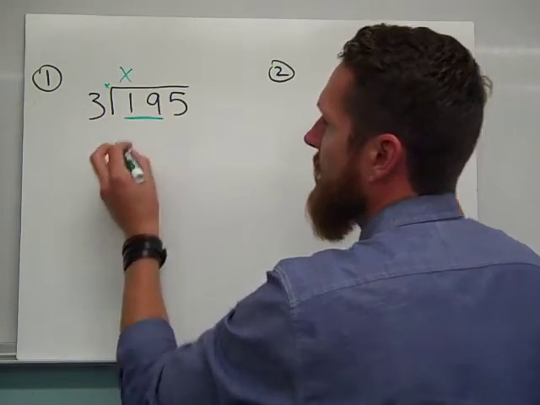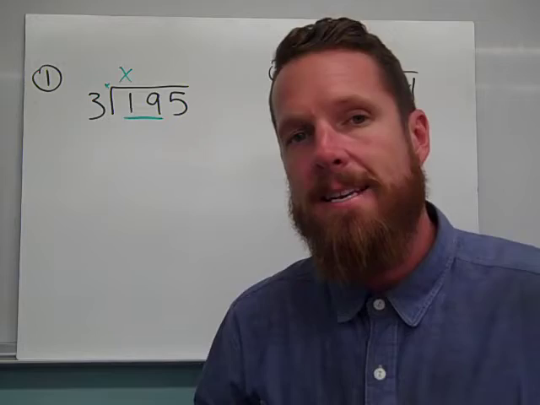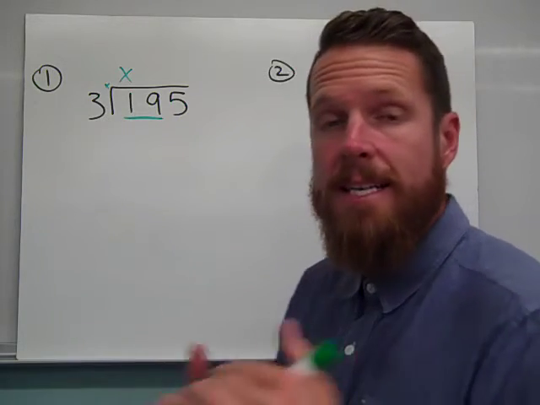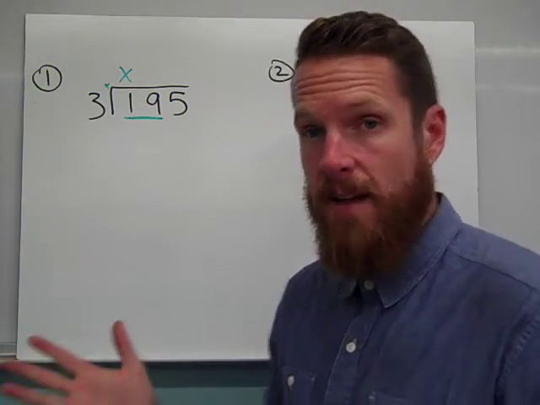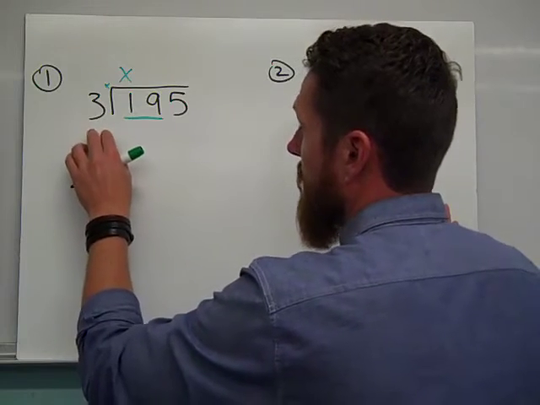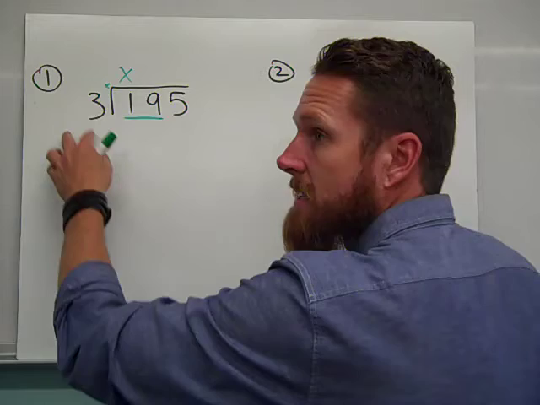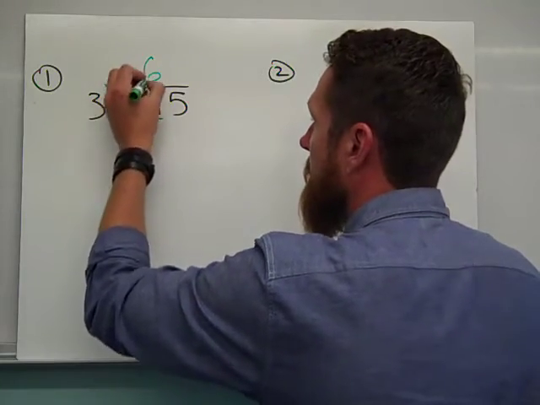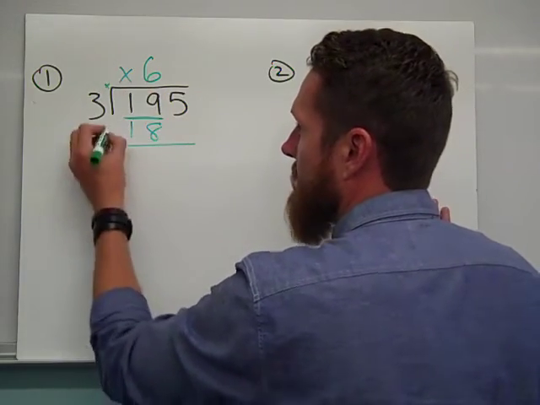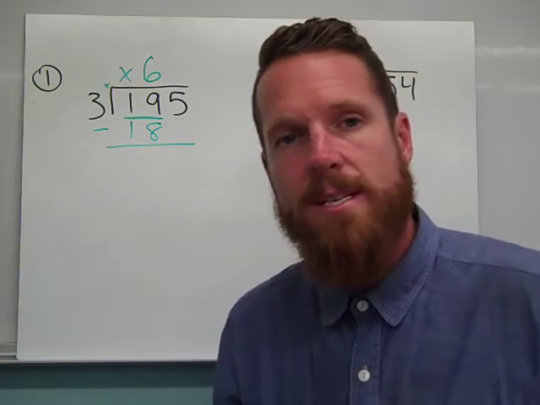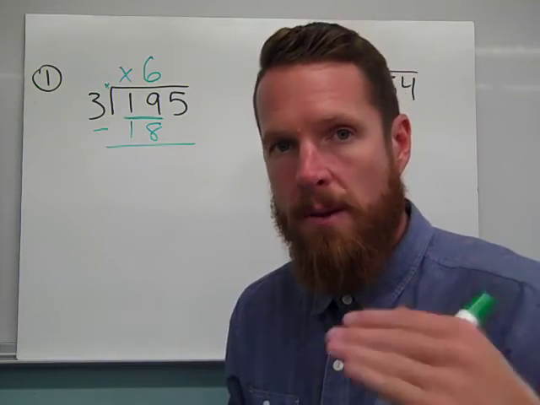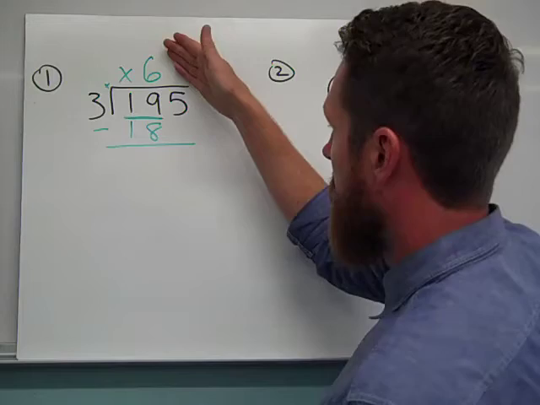We're moving on to 19. 3 times what equals 19? Or less than 19, and that's fine as well. Well, I know that, let's say 5 times 3 is 15. I have more room. 6 times 3, 18. So you can kind of do like a guess and check if you need to. If you know right away that 6 times 3 is 18, then just do that. But if you need some help with multiplication, that's fine as well.